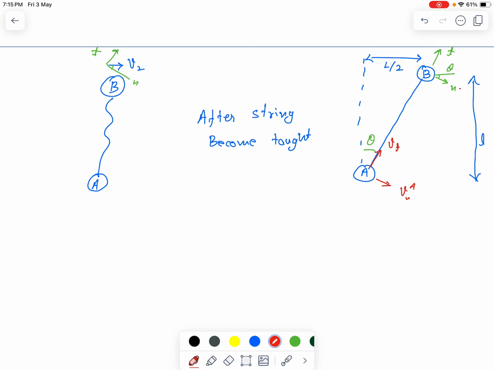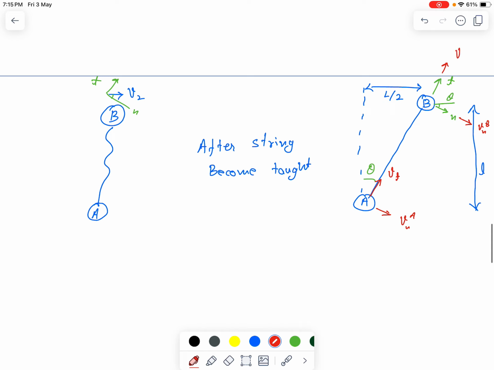Similarly, string B would have velocity Vn of B, and in this direction the velocity would be the velocity in the tangential direction. The reason I am writing this Vt and this Vt the same is that the normal direction velocities of A and B may be different, but the tangential direction velocity will always be the same for both blocks. That is the only condition for the string to be taut.